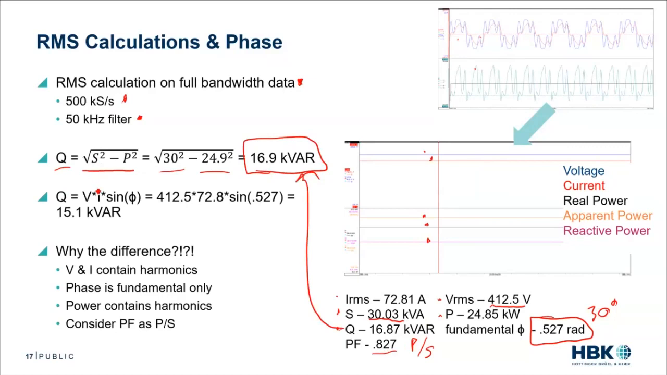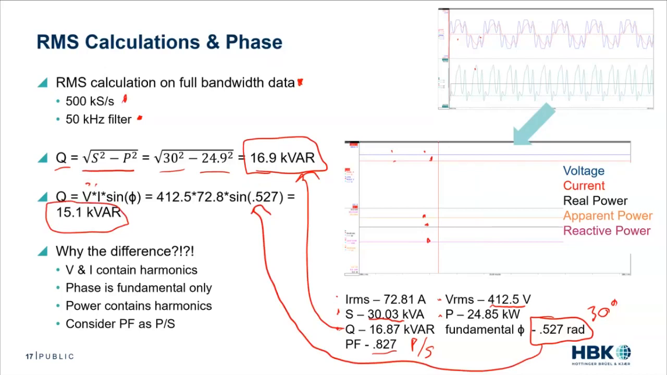Then you put up that other equation. We have voltage times current, so VRMS times IRMS, times the sine of theta. Well, I've got a theta here. What if I plug this value in right there? And we multiply that out, and we get 15.1 kVAR. Why are these two values different? This is where the questions start coming.